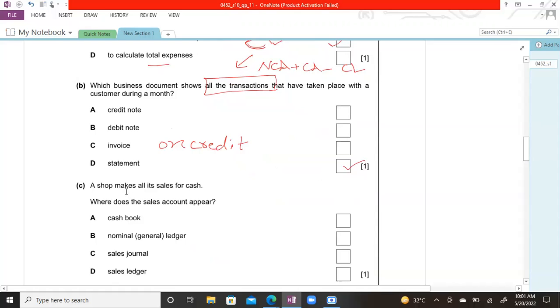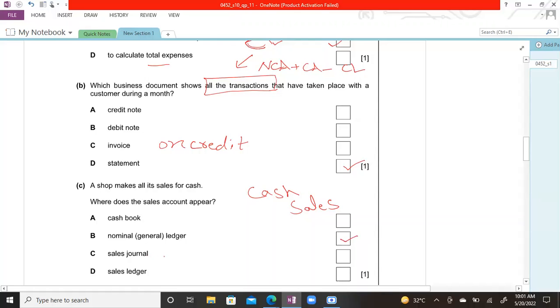Number three, a shop makes all its sales for cash. Where does the sales account appear? So if you make the entry, cash account debit and sales account credit. This is our general rule. So cash will go to the cash book and sales will go to the general ledger.